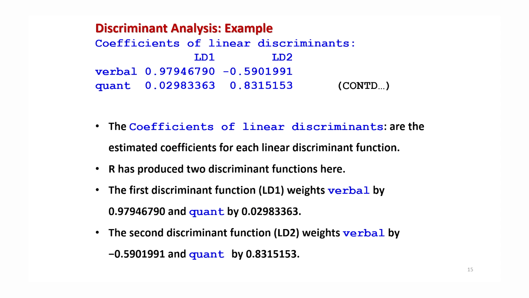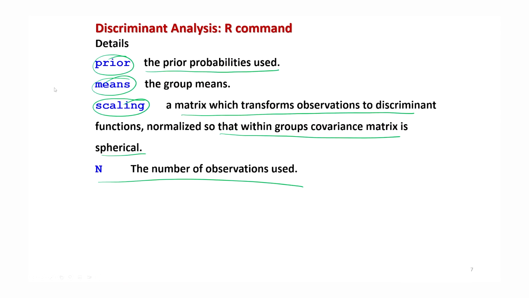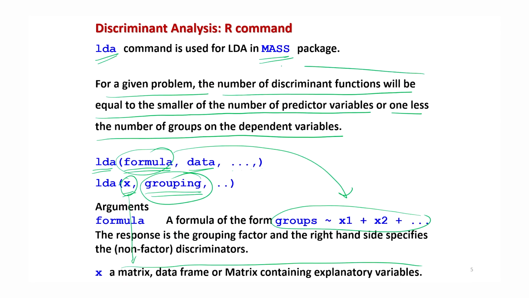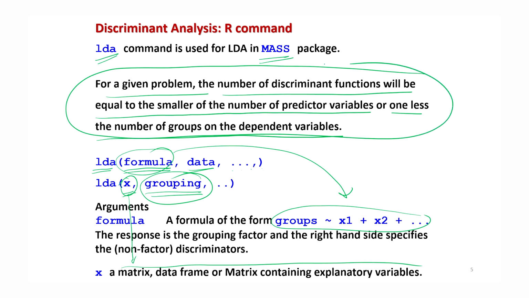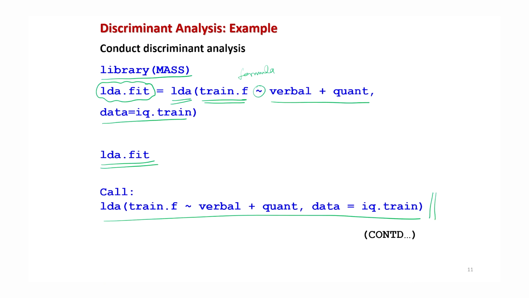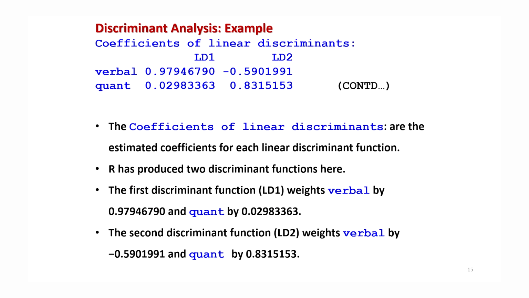Now we have here the coefficient of linear discriminant. That is the most important part, that it is now giving you two linear discriminant functions, because now we have three groups. As I told you in the beginning, for a given problem, the number of discriminant functions will be equal to the smaller of the number of predictor variables or one less than the number of groups on the dependent variable. So now I have three groups, say none, some, and much. That is why we are getting two linear discriminant functions.